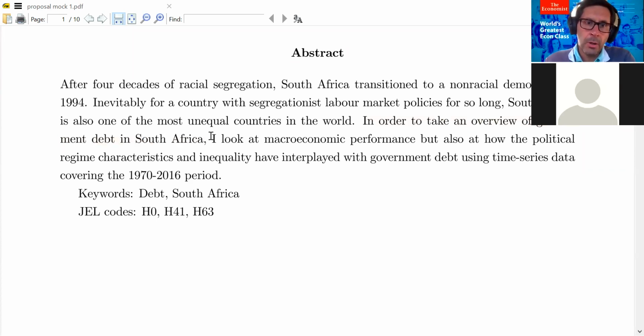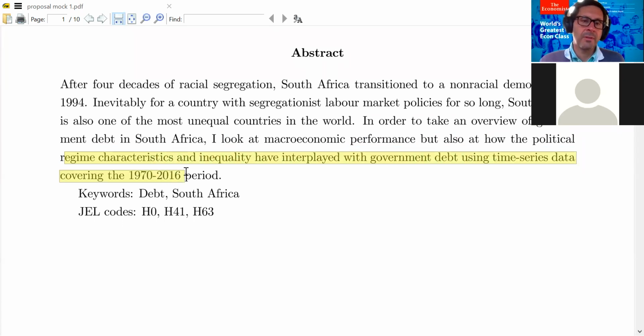I look at macroeconomic performance. Macroeconomic performance is essentially 2 variables, usually 2 variables, growth and inflation, but also at how the political regime characteristics and inequality have interplayed with government debt using time series data covering the 1970-2016 period.